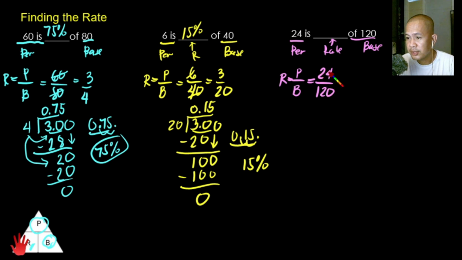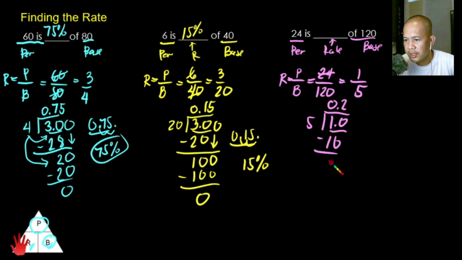And we're going to reduce this to the lowest term, divided by 24. 24 divided by 24 is 1. And 120 divided by 24 is 5. So 1 all over 5. So we can divide 1 by 5. 1 divided by 5 is 0. We're going to add a decimal point here. 10 divided by 5 is 2. 2 times 5 is 10. Subtract it, 0. So we have 0.2.